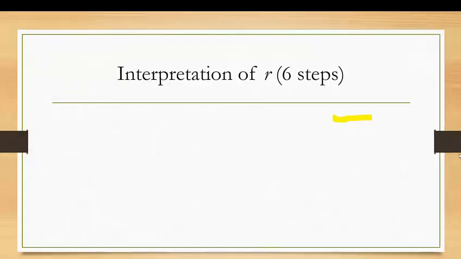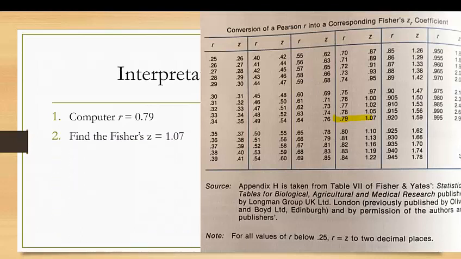And the way we do that is by using 6 steps here. The first step involves what we just did, computing our correlation coefficient. The second step is converting this to a Fisher Z. Our correlation coefficient, we said, was 0.79, and you can see that our Fisher Z is equivalent to about 1.07. So now we have converted this into kind of a z-score.